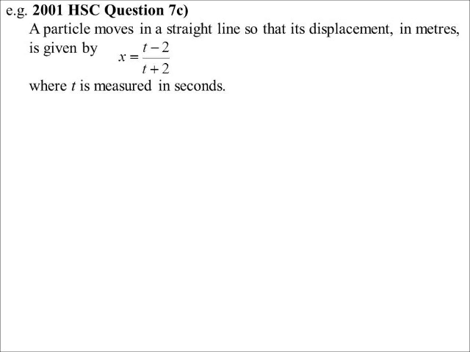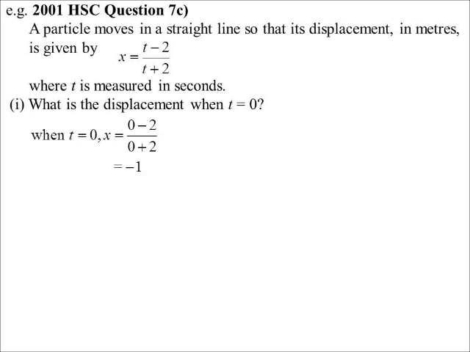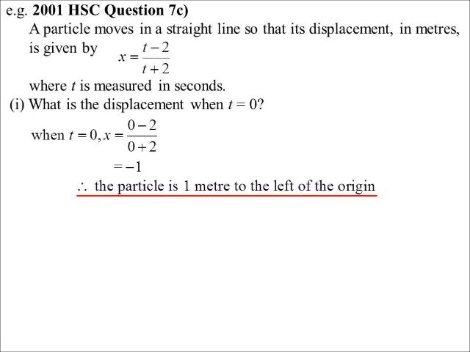Therefore, what do I know about this particle? It didn't exist 2 seconds ago, because look, t can't equal negative 2. What is the displacement when t equals 0? Sub in t equals 0, sure enough we get x equals negative 1. So just a straight substitution question. I've written that as 1 metre to the left of the origin. You could say 1 metre in the negative direction, or you could simply say x equals negative 1. All those sorts of answers would be equivalent.